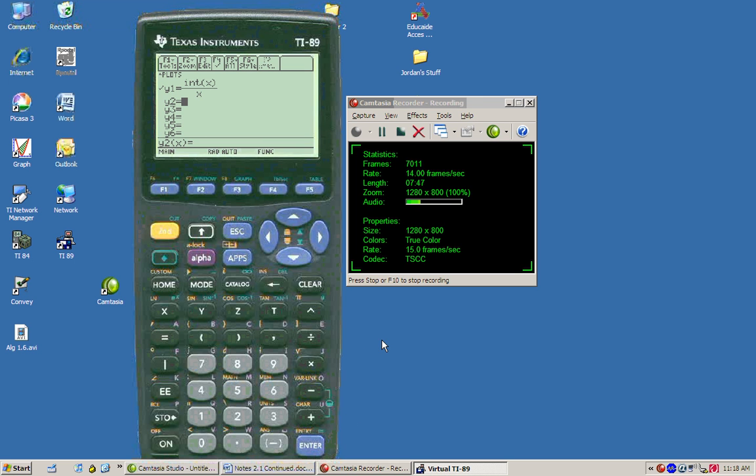All right, now I'm going to use the table to find that limit. So I want to go to table set. And I want to start my table at 0, because it's the limit as x approaches 0, and I want my delta table to be pretty small. I'm going to do 0.001.